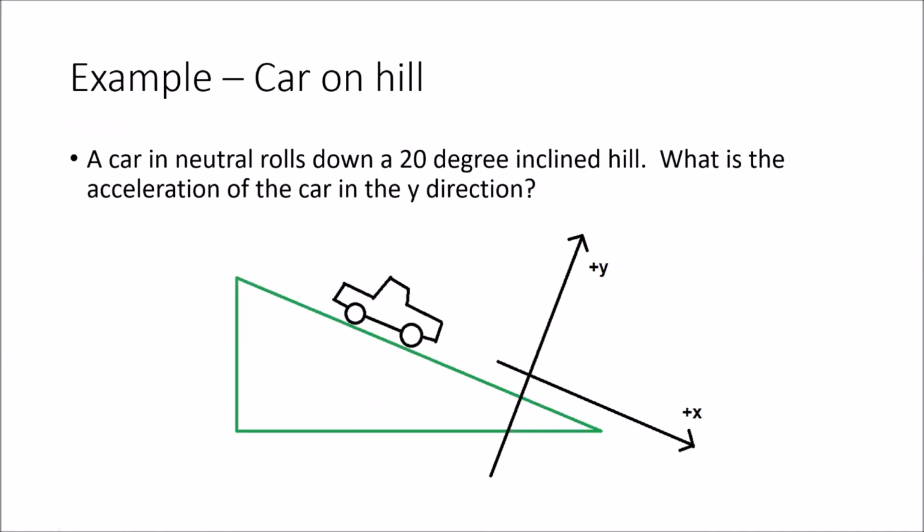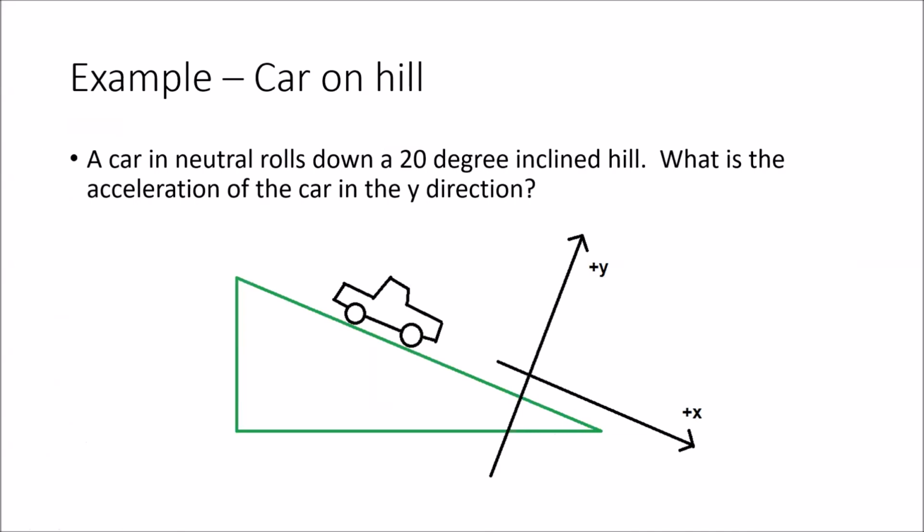Looking at this car on the hill example, I start off by not even telling you what the question is going to be. I just start off with some questions for you on how to start interpreting this question. A car in neutral rolls down a 20-degree inclined hill. What is the acceleration of the car in the y direction?